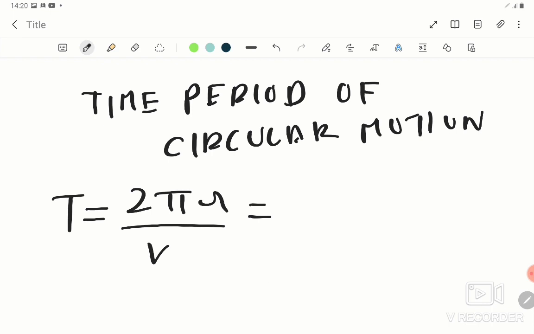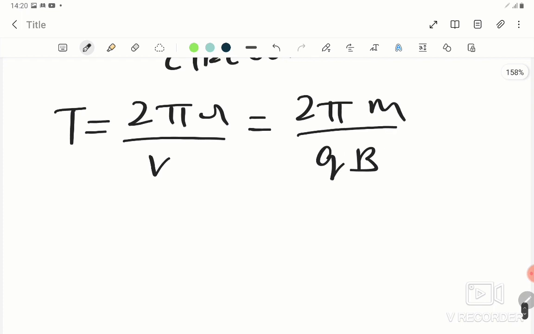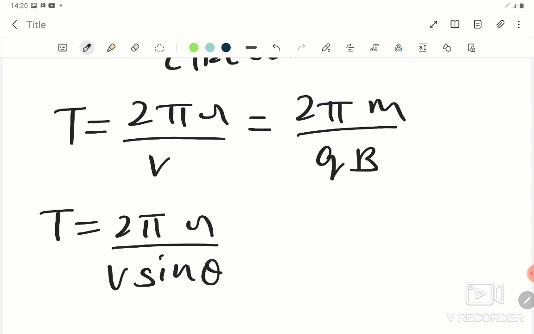On substituting this formula, we will obtain the time period as 2 pi m divided by qB. Guys, you need to remember this formula. Now guys, if we have helical motion, even in that case this is the same formula of time period. In helical motion, the time period will be given by 2 pi r divided by v sin theta, because we need to take the velocity component which is involved in circular motion. Now here the formula for r is mv sin theta upon qB. Again v sin theta will cancel out and again the time period will be 2 pi m divided by qB.